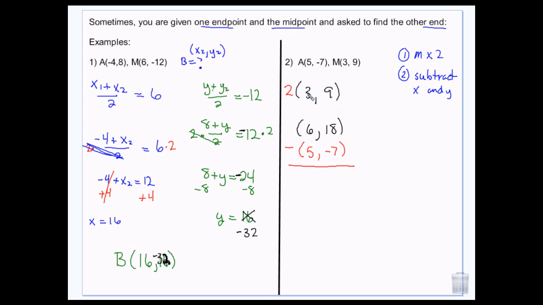So if you want to do it this way, you multiply m by 2, and then you subtract the end from it. So multiply the middle by 2, subtract the end. We distribute that negative. So it ends up being 6 minus 5 and 18 plus 7. Does that make sense? Because this was a negative. If I subtract a negative, it becomes a positive. So my end would be 1 and 25.